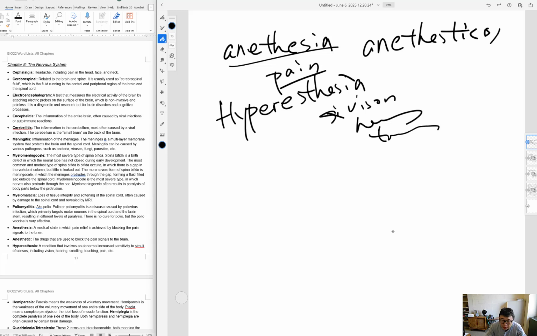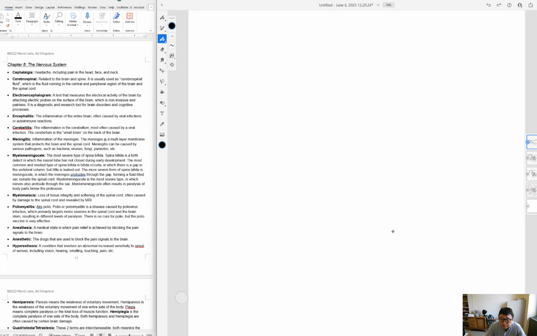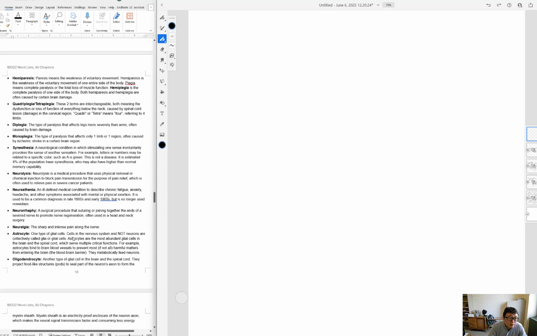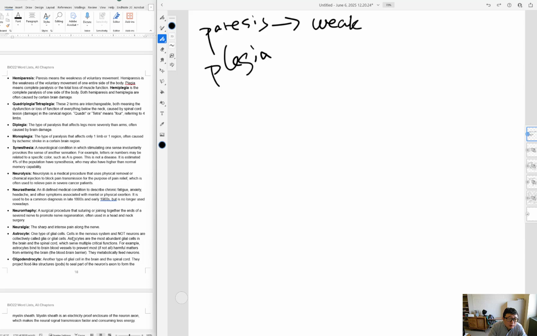Okay. We can start a new page because there's a whole bunch of stuff on the next page. In here, there are a lot of things about paralysis and plegia. Paresis means weak muscles, and plegia means paralysis of the muscles. Weak means just weak, less strength, and paralysis means you completely cannot walk or move at all.